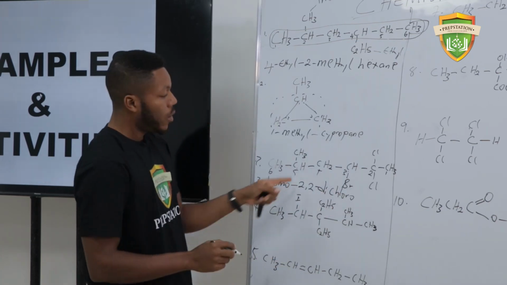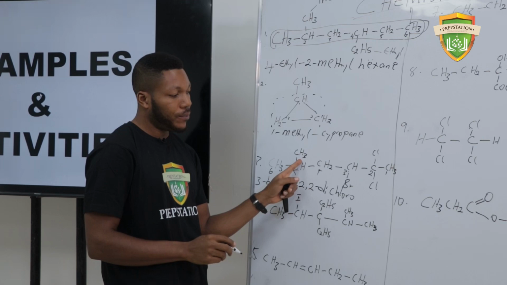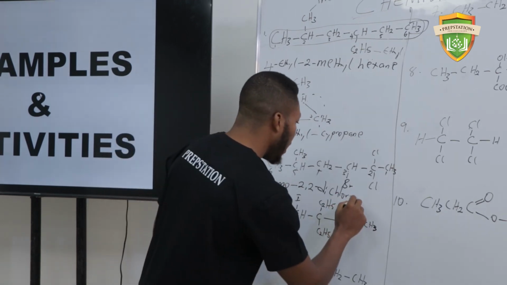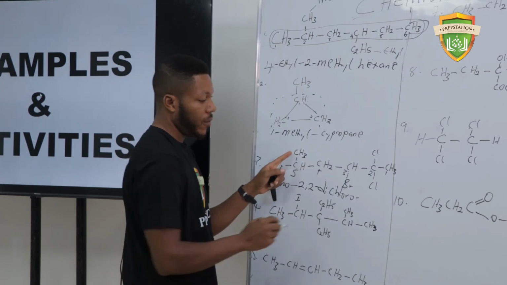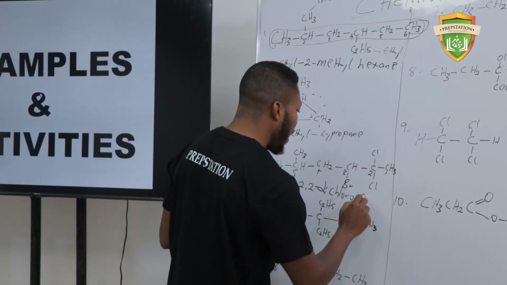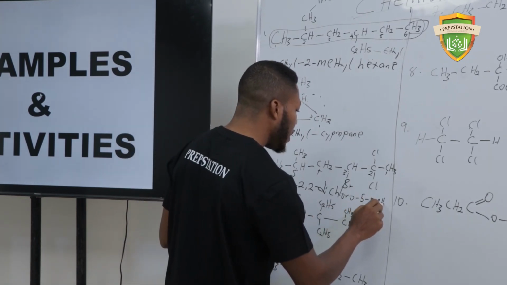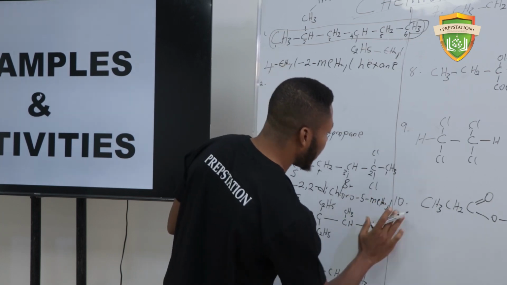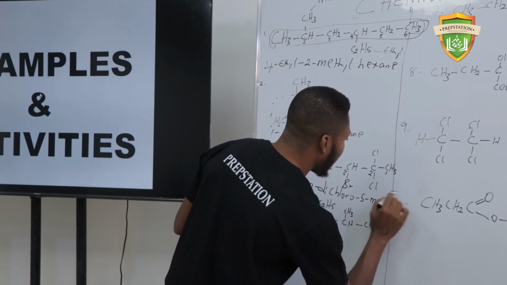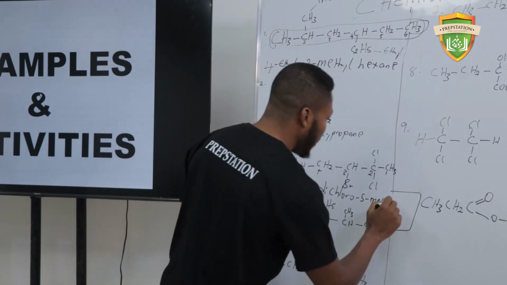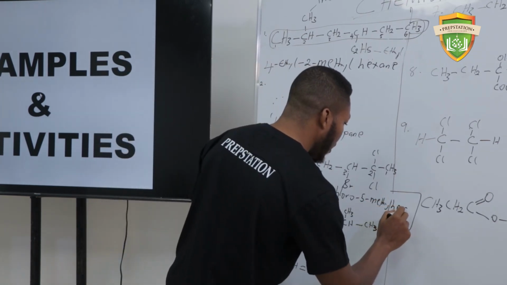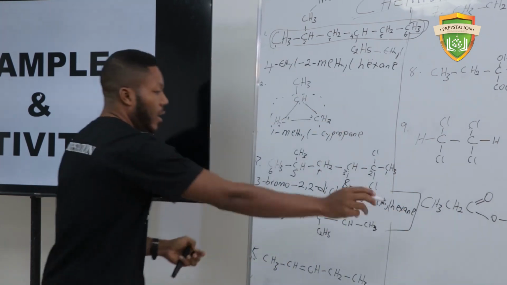Chloro what? Look at another one here. Methyl group. Chloro. This methyl is attached to which carbon atom? Carbon 5. So we have 5-methyl. Oh, there's no space here. Methyl. Then your parent hydrocarbon is what? Is hexane. So this is the name for the compound.